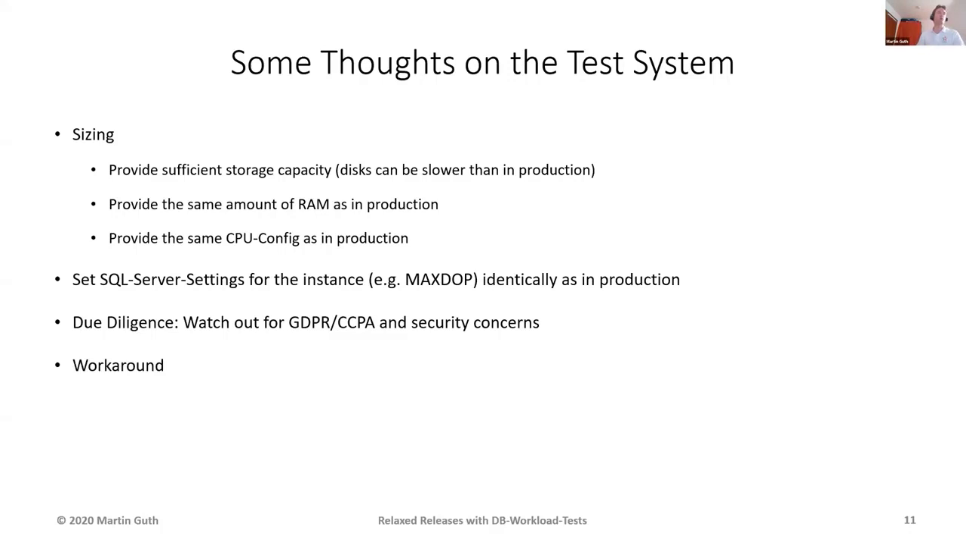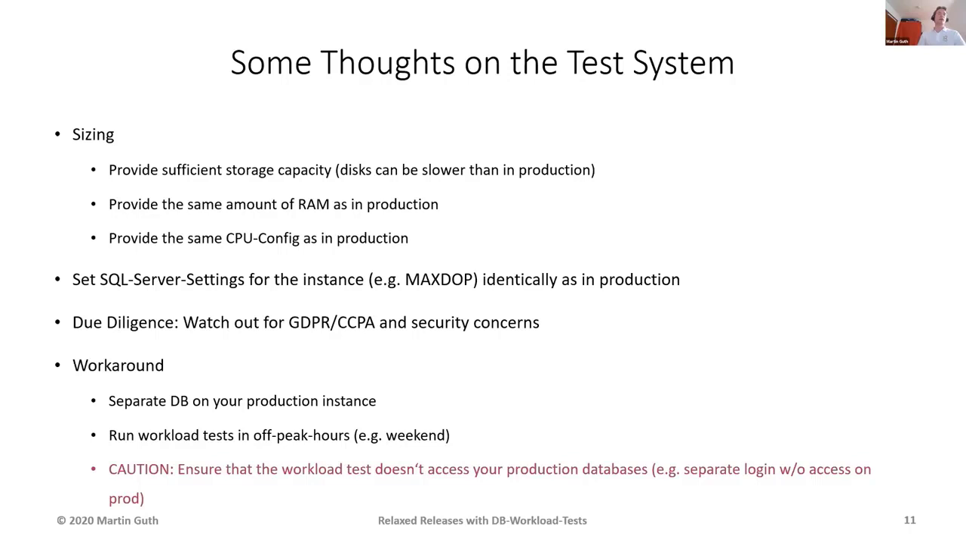So thinking about a workaround, you can also go ahead. I would have some second thoughts about that, but before you don't do this at all, you could have a separate database on your production instance. But then of course you have to perform the workload tests in off-peak hours, for example, over the weekend. And you really cross-check and make sure that the workload test doesn't access your production system, but otherwise you've got a real mess. And the relaxed component doesn't really come in.